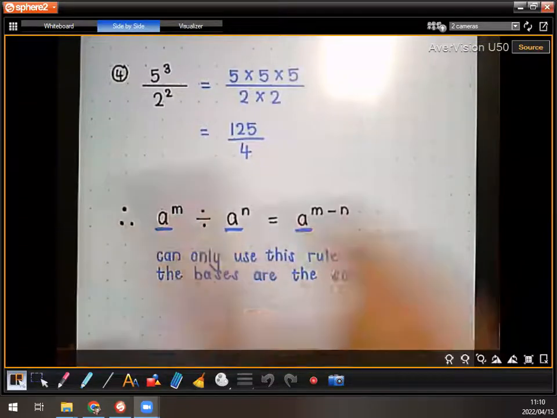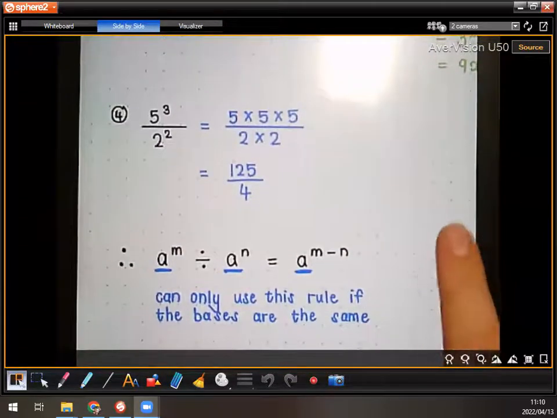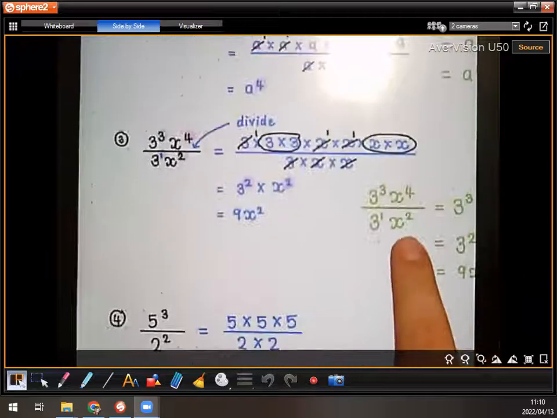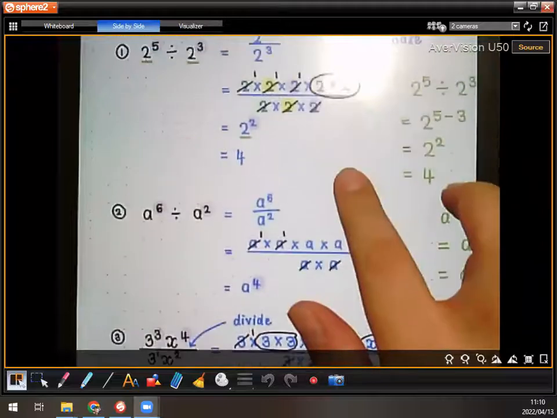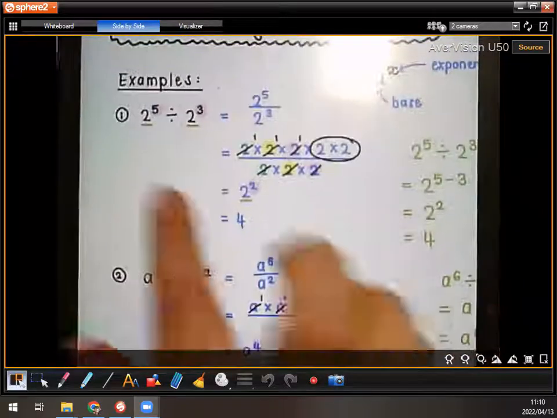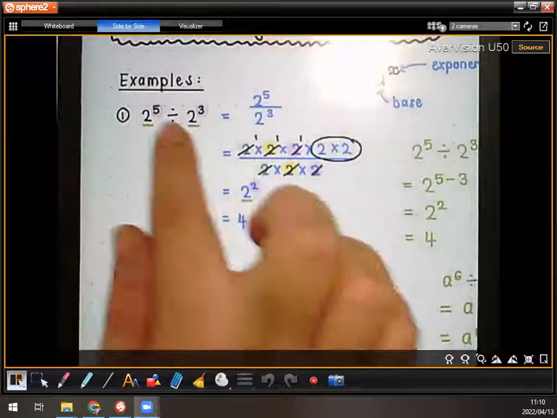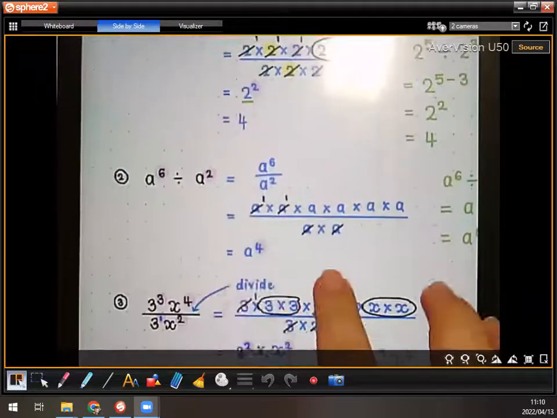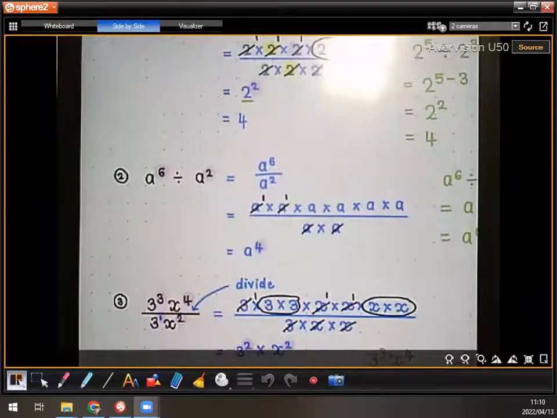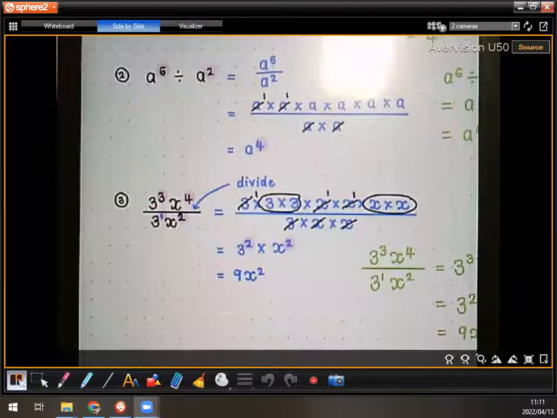All right, now guys, what I want you to notice is that in all of these examples, we always have one term that we're dividing by one term. I'm just going to show you quickly. 2 to the 5, that's one term, divided by 2 to the 3, that's one term. It's the same with all the others. One term divided by one term. Again, one term divided by one term.